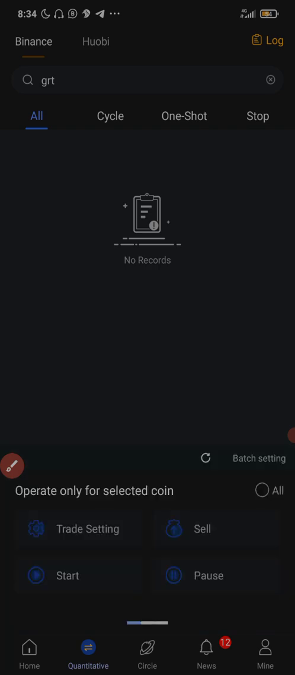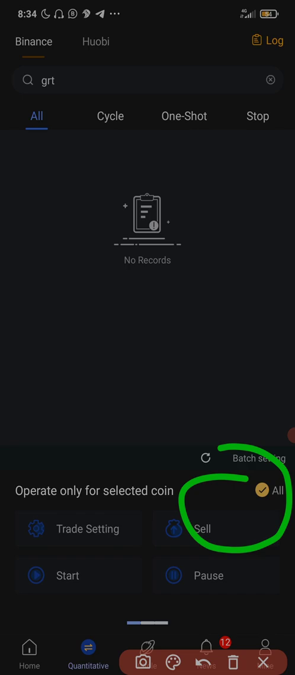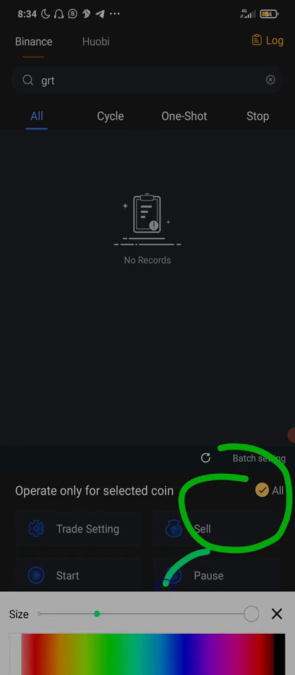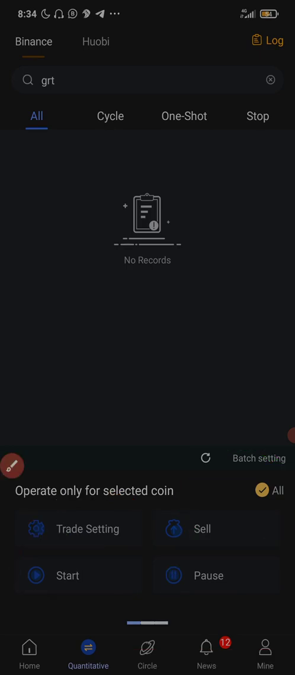Let's assume you have like 5 to 10 trades open at the same time, you can close all at the same time through this batch settings. Once you click all, just click on sell. And if you want to pause all as well, you can click pause to pause all at the same time, and if you want to start all at the same time, just click on start all. And also this is the trade setting, so this will actually help you instead of setting those trades one by one, so you can do all at once through these batch settings.